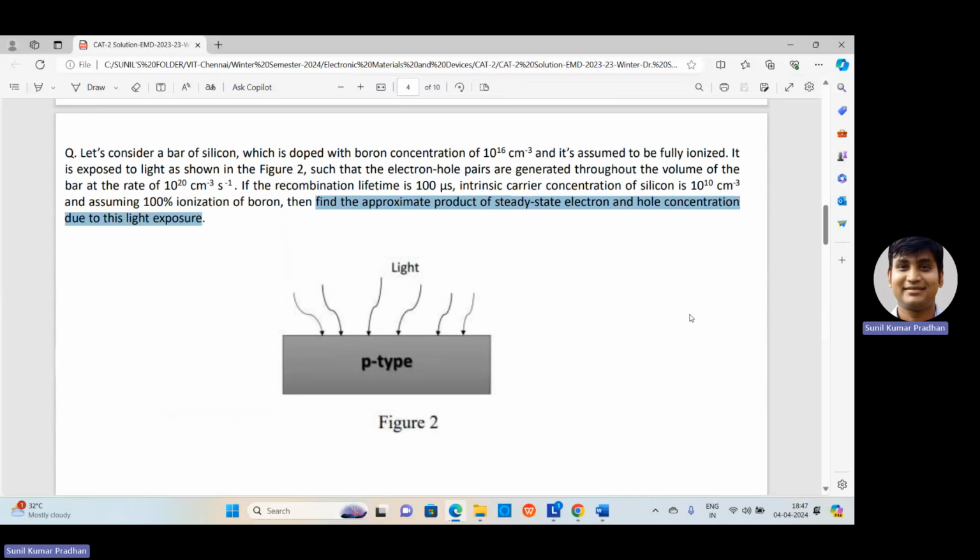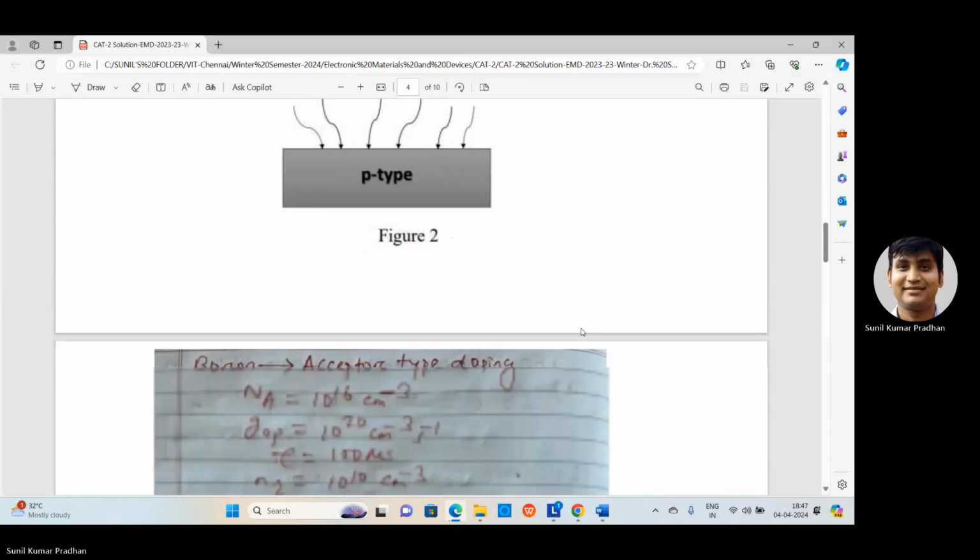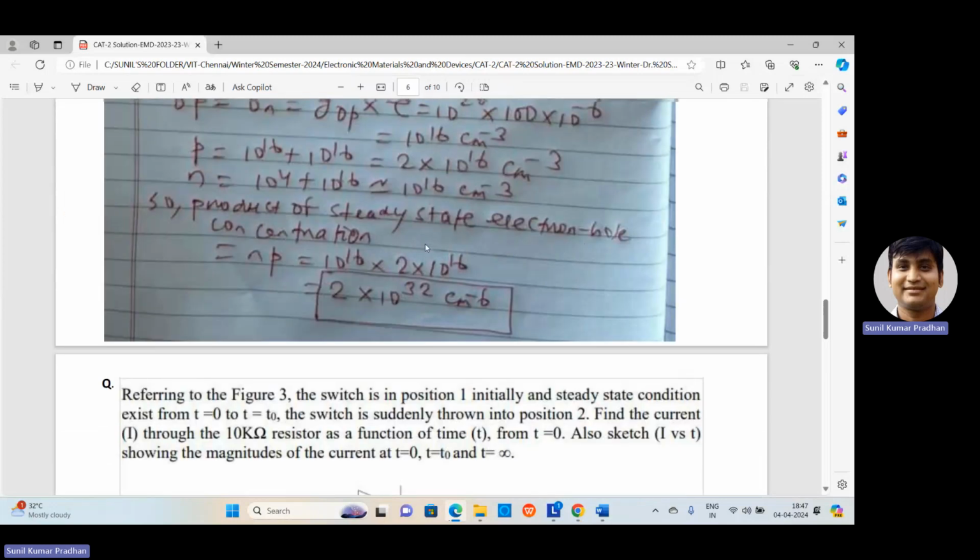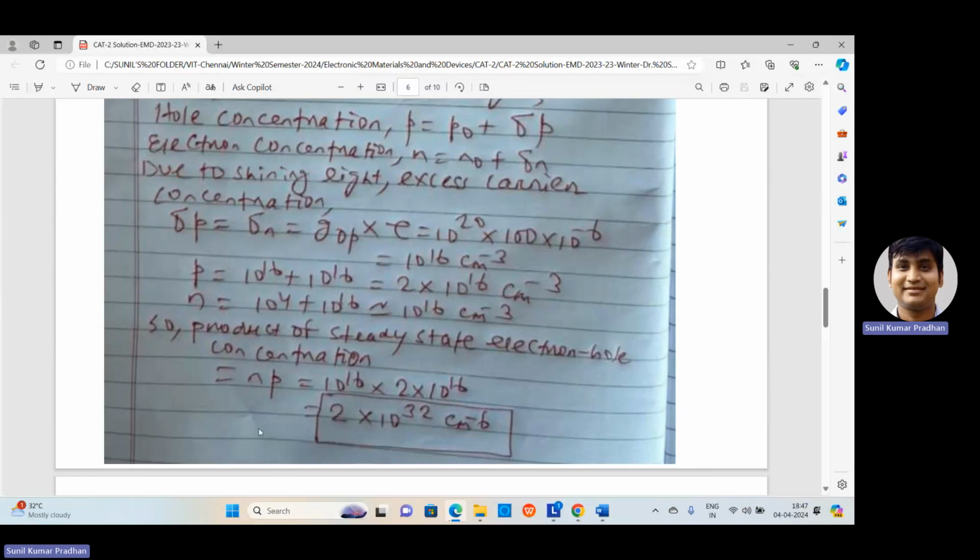That means we have to find out what is my steady state electron hole concentration product after the light exposure. So we have to multiply the electron and hole concentration after the light exposure. The product of the steady state electron hole concentration is the hole concentration multiplied by the electron concentration. So here, 10 to the 16 into 2 into 10 to the 16. So it is 2 into 10 to the power 32 centimeter to the power minus 6. Okay. So this is my correct answer for this question. Okay.